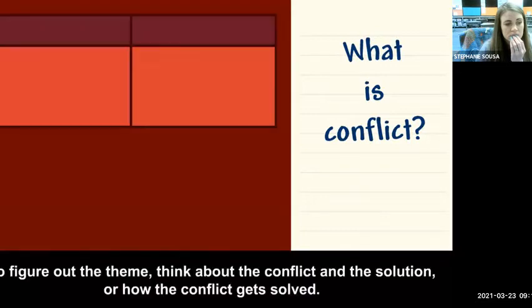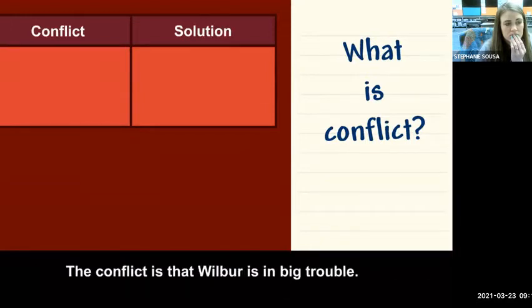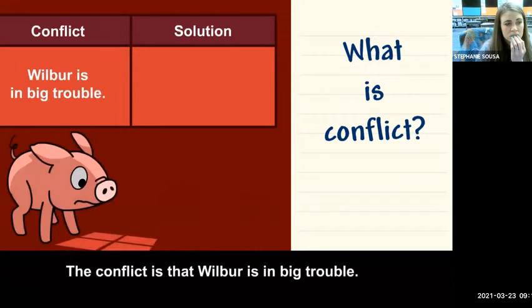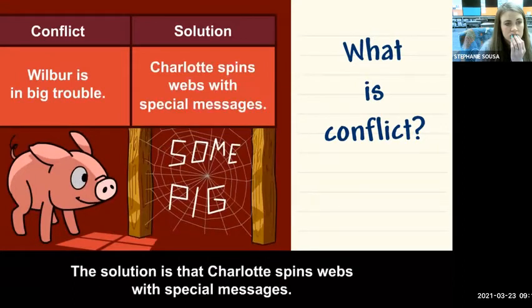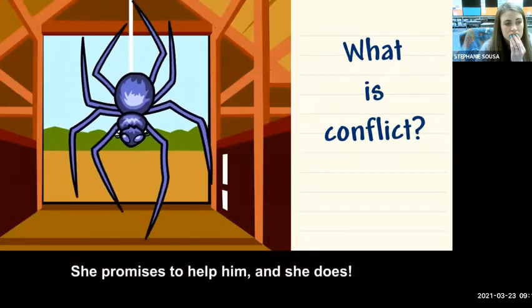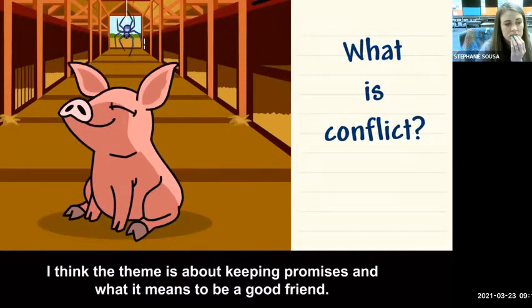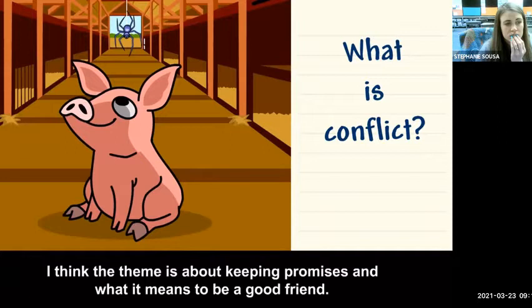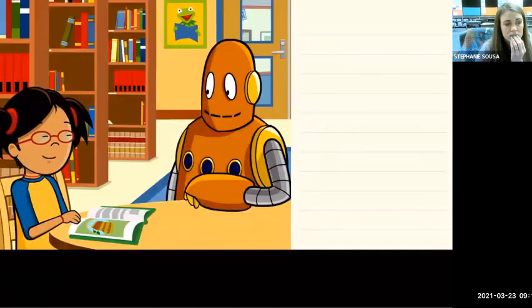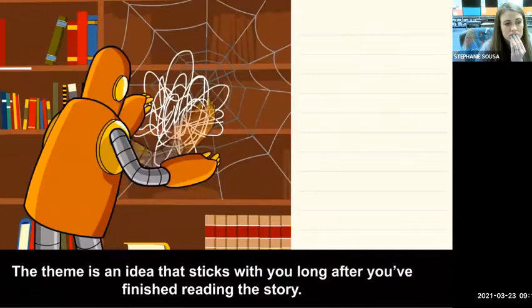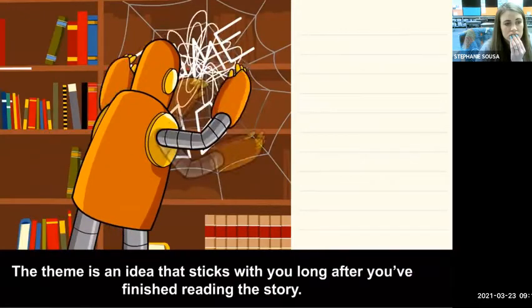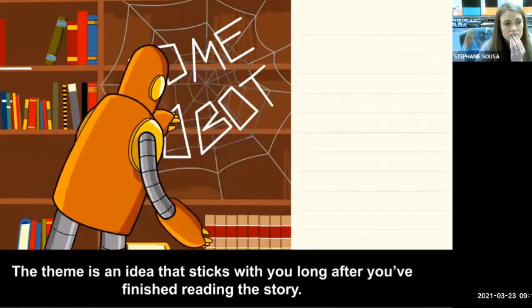To figure out the theme, think about the conflict and the solution, or how the conflict gets solved. The conflict is that Wilbur is in big trouble. The solution is that Charlotte spins webs with special messages. She promises to help him, and she does. I think the theme is about keeping promises and what it means to be a good friend. You're right, Moby. The theme is an idea that sticks with you long after you've finished reading the story.